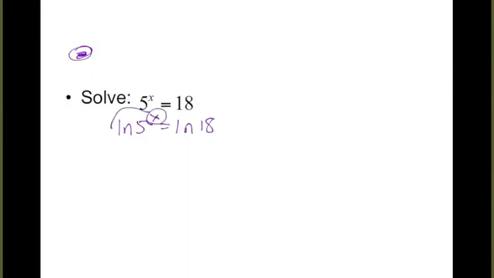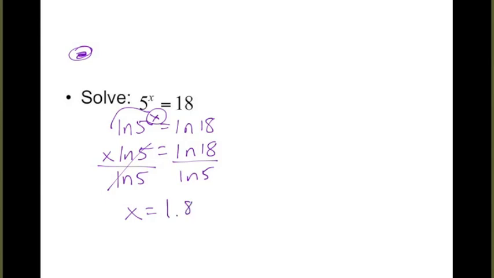Powers drop down as multipliers. So it is x times the ln of 5 equals the ln of 18. X times something, we undo times with divide. So then in our calculator, we divide the natural log of 18 by the natural log of 5, or if you did common logs, that's totally fine as well. And we get about 1.8.